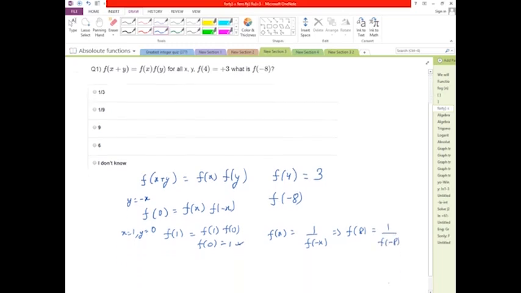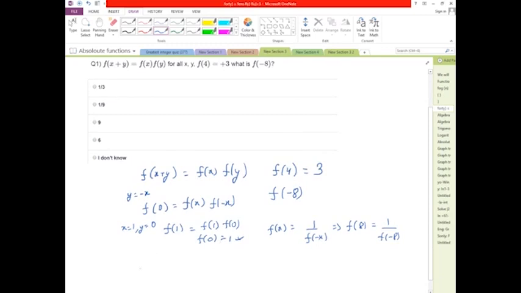And to calculate the value of f(8), you can just substitute x equal to y equal to 4 in the initial relation. So f(4+4) is equal to f(4) into f(4), equal to f(4) square. And f(4) is 3, so this is 9. So f(8) is equal to 9. f(-8) is equal to 1 by f(8).